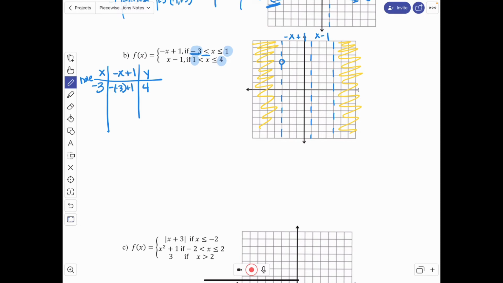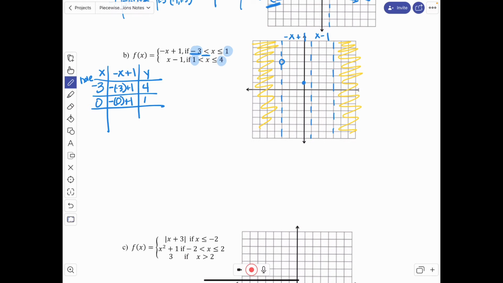And it's a whole. Okay? Now, since this one is between 2 points, most of the time what I do is I'll do the beginning point, I'll do the end point, and I'll do a point in between. So a point in between, let's just do 0. So then I have negative 0 plus 1. 0 is not negative. 0 plus 1 is going to be 1. So I have 0, 1.